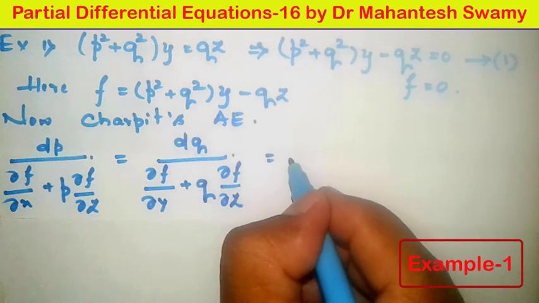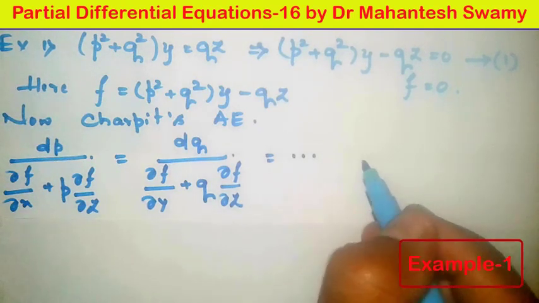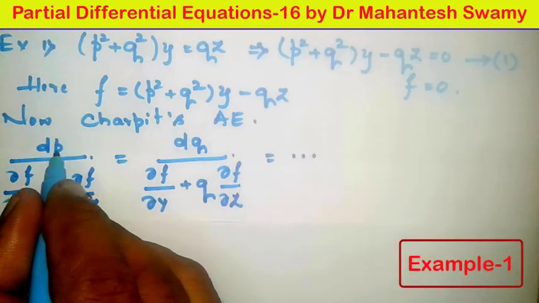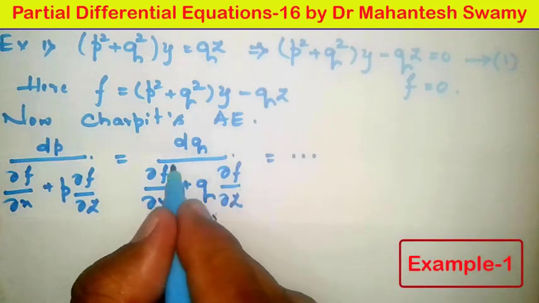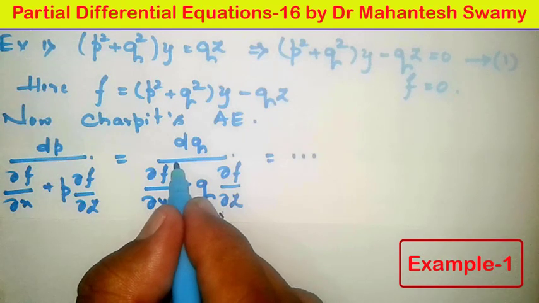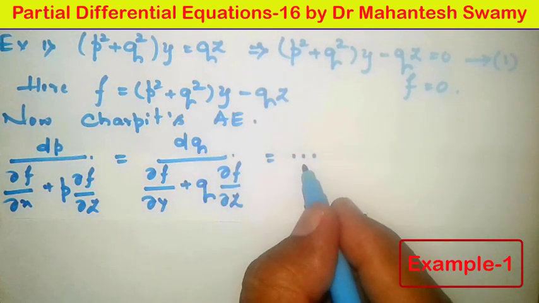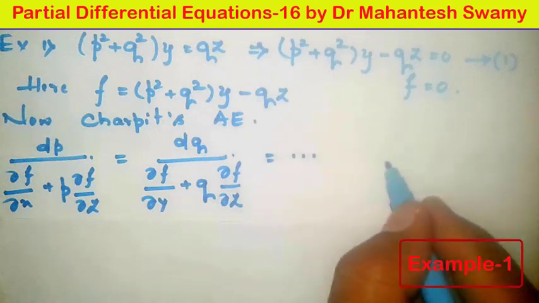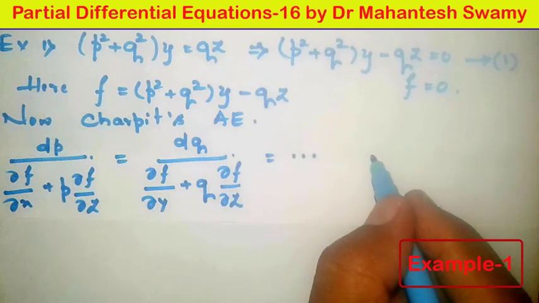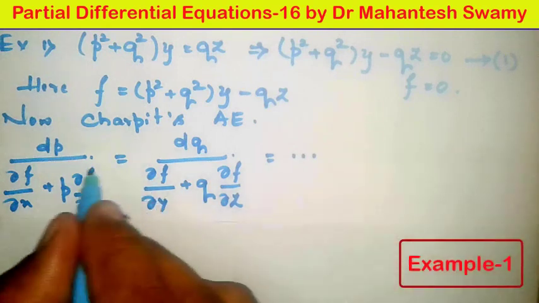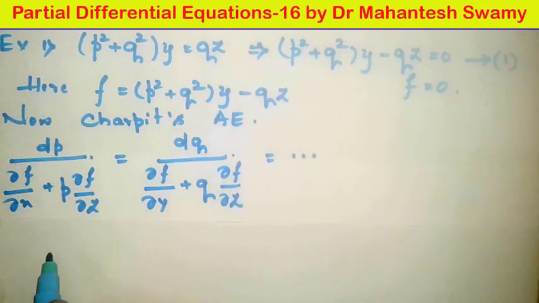equals to three more members are there. Let us take them as dot dot dot, because we are going to use only these two members in order to get the relation between p and q. It is so easy in this case. Therefore we are not interested in writing the further members here in the Charpit's auxiliary equations. Only these two members are enough. Now let us proceed.